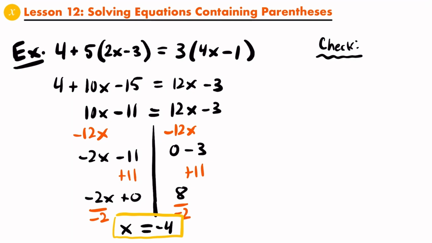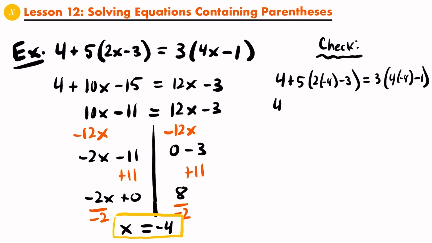If we do that here, we'll have 4 plus 5 times 2 times negative 4 minus 3 is equal to 3 times 4 times negative 4 minus 1. Okay, I just replaced each of these x's with negative 4. Now simplifying, you want to start with what is inside the parentheses first. Remember your order of operations. 2 times negative 4 is negative 8. So we have 4 plus 5 times negative 8 minus 3 is equal to 3 times 4 times the negative 4, which is negative 16 minus 1.